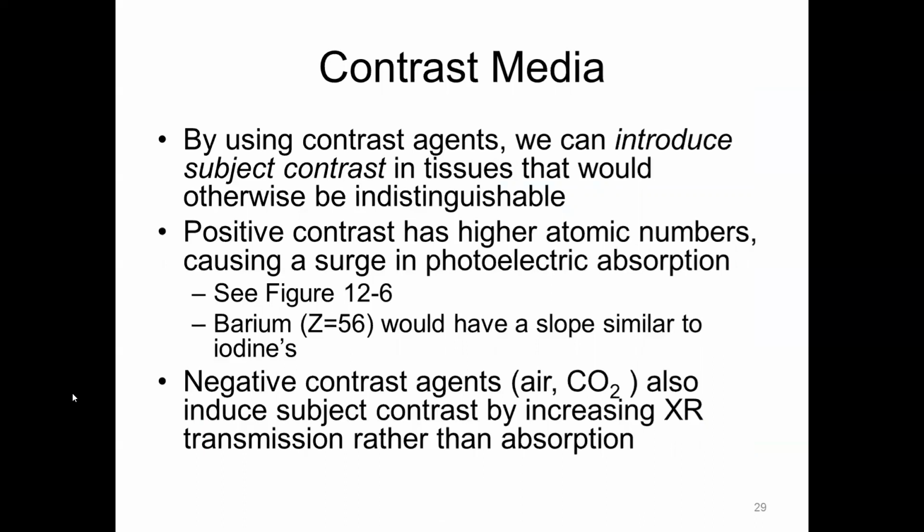Barium has a higher atomic number than iodine does, 56. So the slope would be pretty similar. We can use negative contrast agents as well. That's air, carbon dioxide. They also induce subject contrast by increasing transmission instead of absorption. So the high atomic numbers in positive contrast media cause a huge surge in photoelectric absorption. That's why contrast media shows up even brighter than the bone when you use it on radiograph or in fluoro.